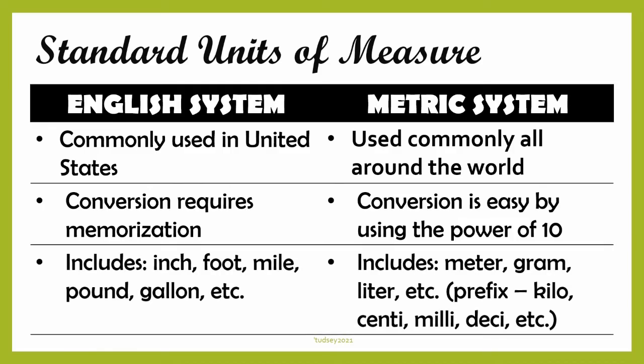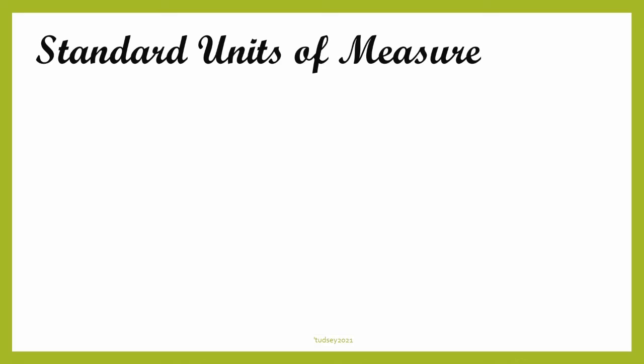Number 3. Some of the English system's measurements include inch, foot, mile, pound, and gallon. And some of the metric system measurements include meter, gram, liter, and others. It also uses prefixes such as kilo, centi, milli, deci, and many more. English system does not have prefixes. On the next slides, we are going to familiarize ourselves with the common measurements under the English and metric system. Take note of its shortened form.